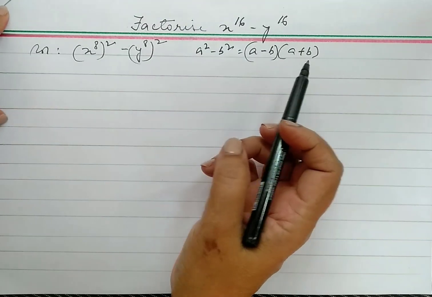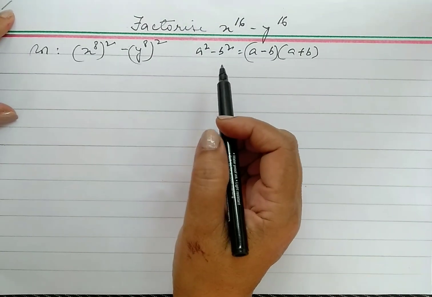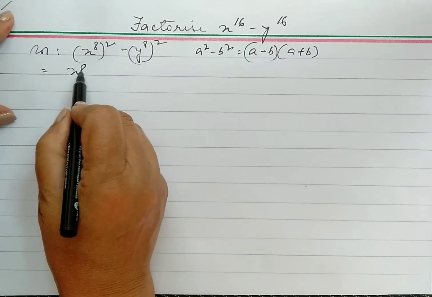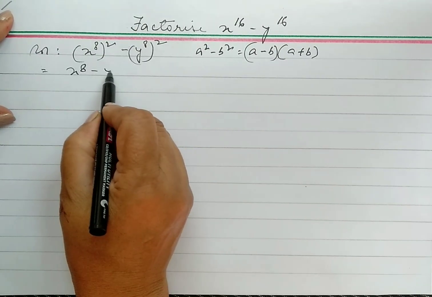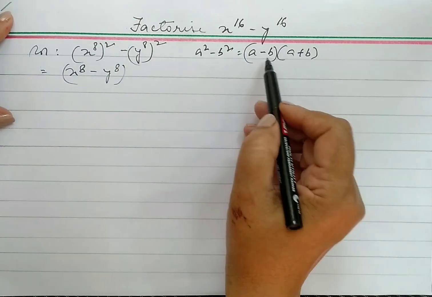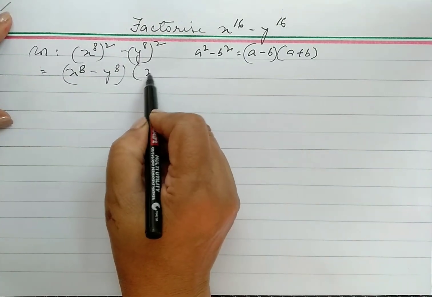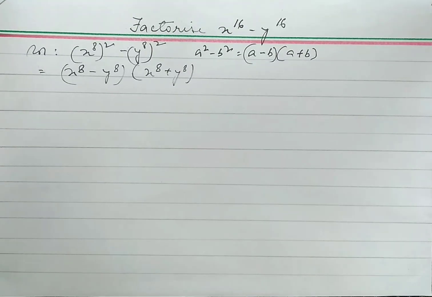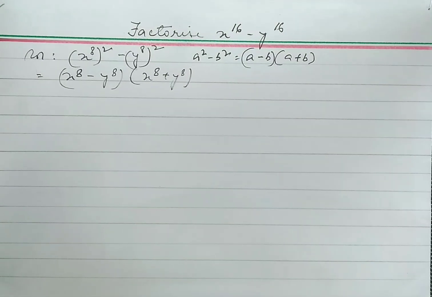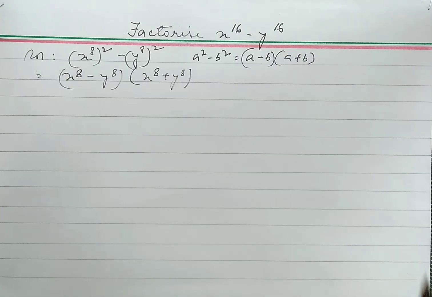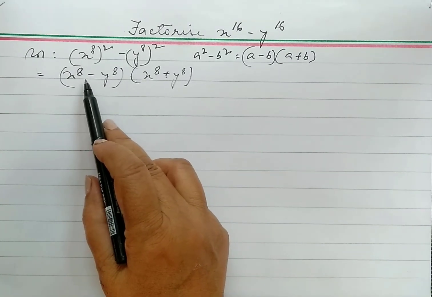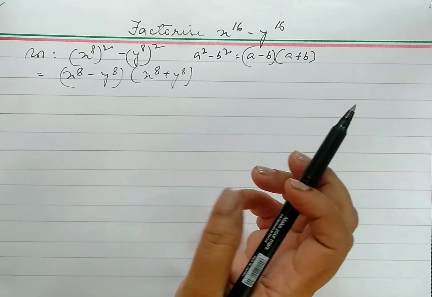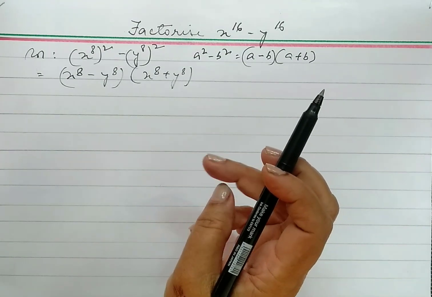Alright, so how do we go? Let's do it. We'll have the next step, x to the power 8 minus y to the power 8, one minus and one plus. Alright, understood? Simple? What next? What do we do to this? x to the power 8 minus y to the power 8 can be further expanded. How? Let me show you.